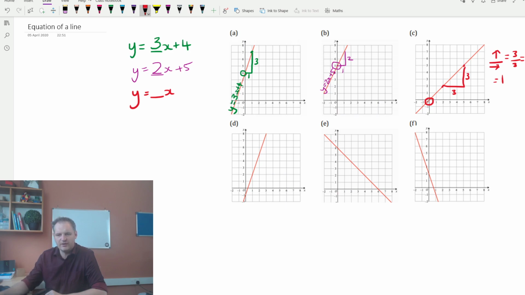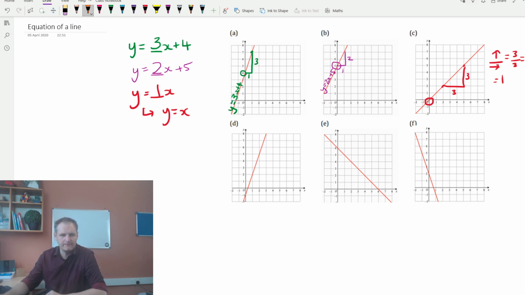The next one, I've got cut through at 0, so I didn't put a value, but it goes along 3, up 3, which means along 3, up 3, divided, gives 1 as the gradient, so we don't even need to write 1x. I'm going to, but we can just put x. So this one I'd probably write y equals x, because 1x is the same as x.